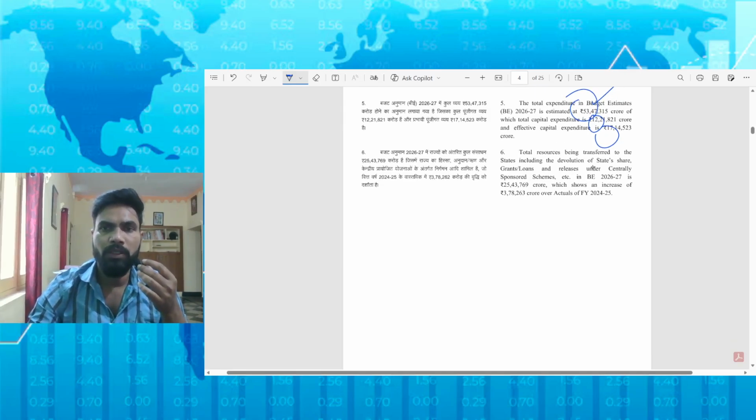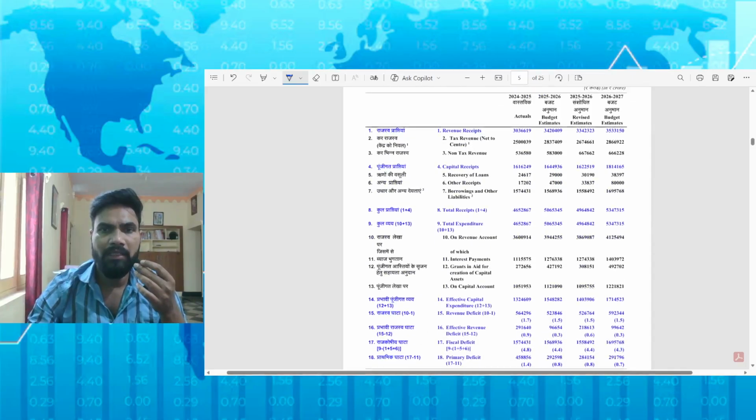Then if you further go and see the total resources that are being transferred to the states, including the devolution of the states' share, grants, loans, etc., and under the centrally sponsored scheme, etc., the present budget, the 2026-27 budget estimates, are going to be 25 lakh 43,000 crore, which shows an increase of 3 lakh 78,000 over the actuals of the financial year 24-25. Many more figures are there. We will try and understand.